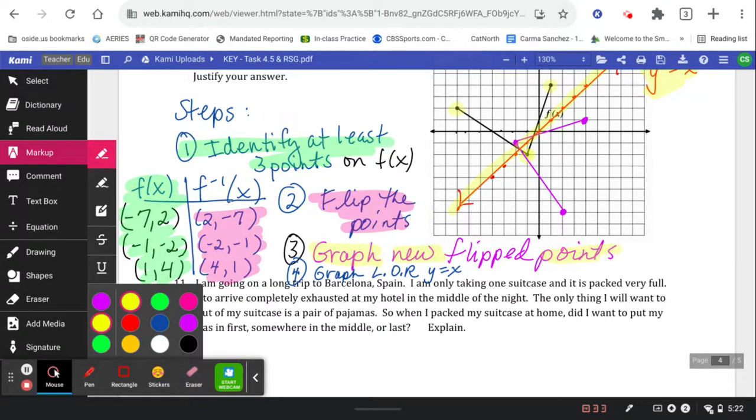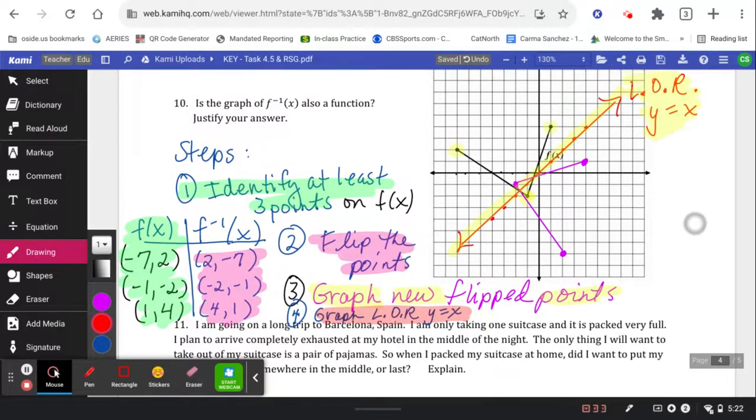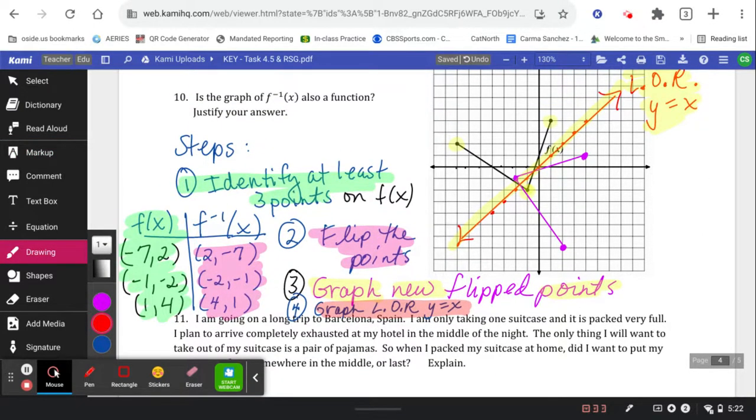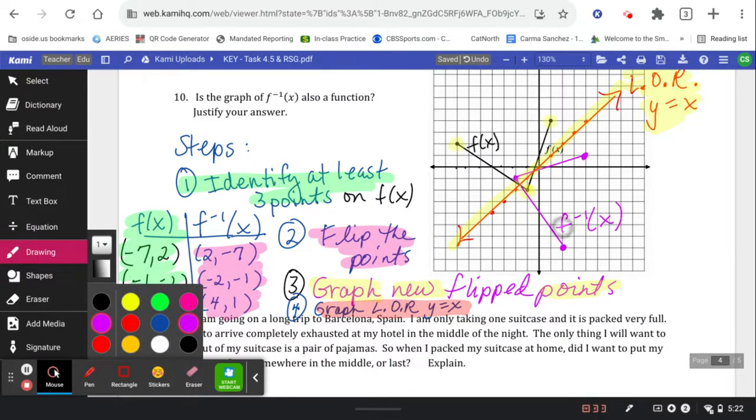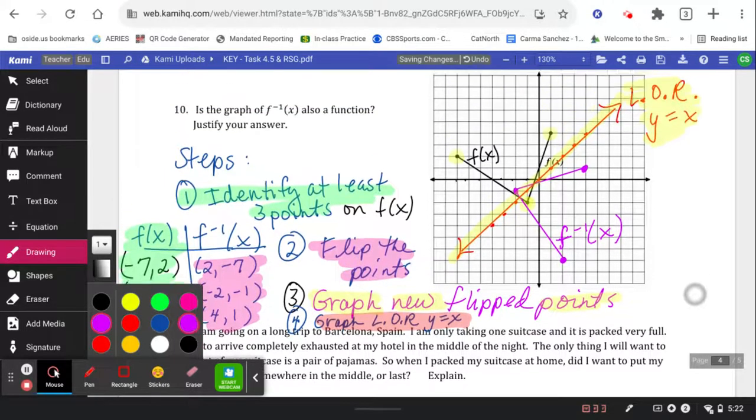And that was literally the purple graph over there. Finally, graph that line of reflection we did last. And then if you haven't already, do you see how f of x was already labeled, but it was kind of like in the middle in a weird spot? So I'm going to label this guy over here f of x. And the new purple one, I'm going to label f of negative 1 of x so that it stands out. All right, how'd you do? That's it. You graphed an inverse.